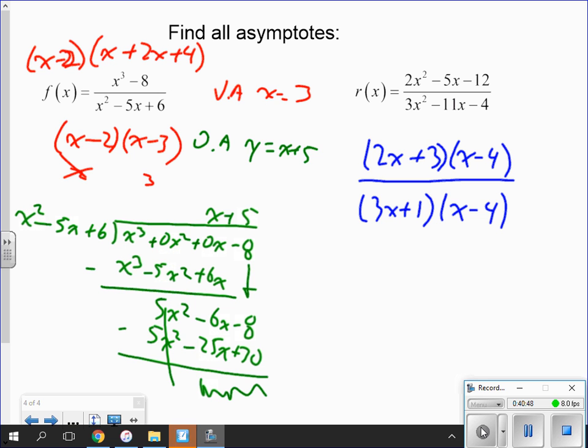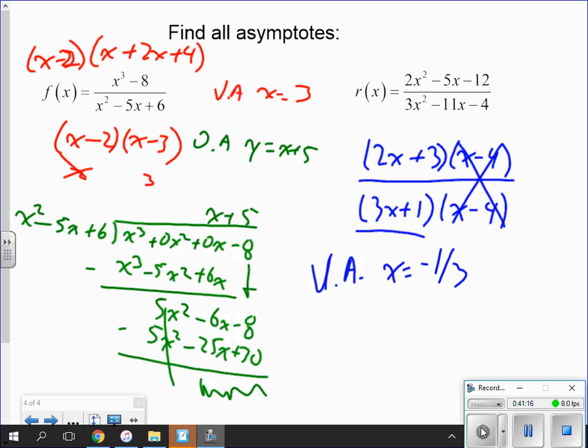So where's my 0 in the denominator that is not a 0 in my numerator? It comes from here, because the x minus 4 factors will reduce each other out. 3x plus 1 gives me a 0 of negative 1/3. So that is my vertical asymptote. x equals negative 1/3. Set that factor equal to 0, you get negative 1/3.